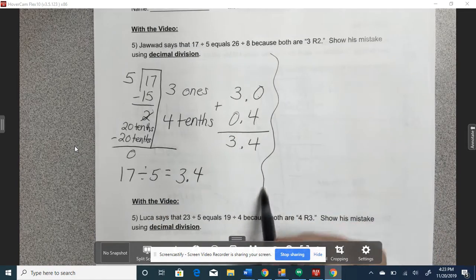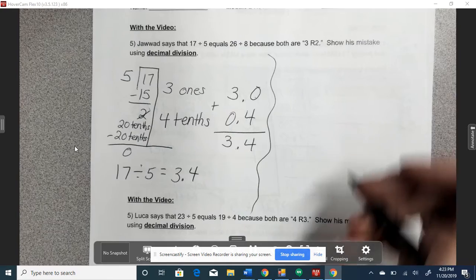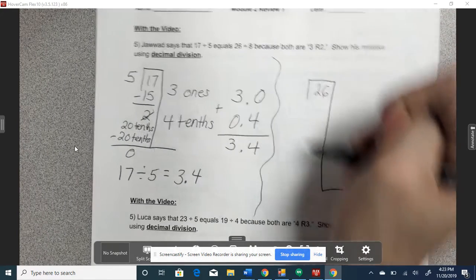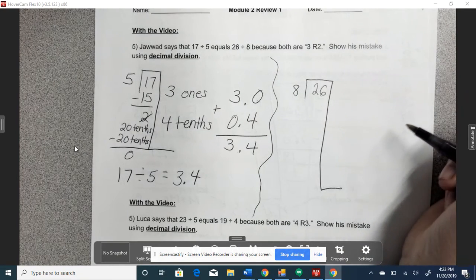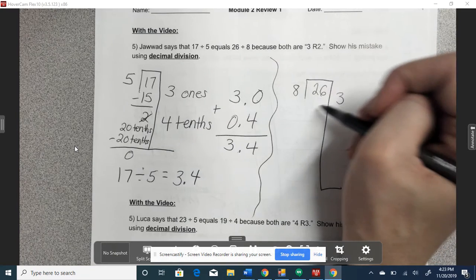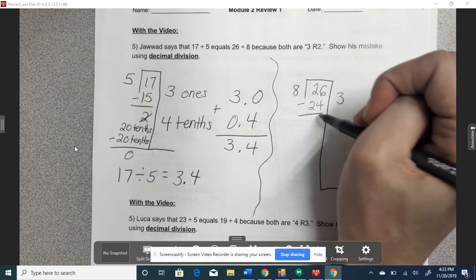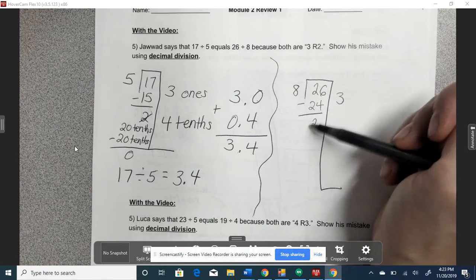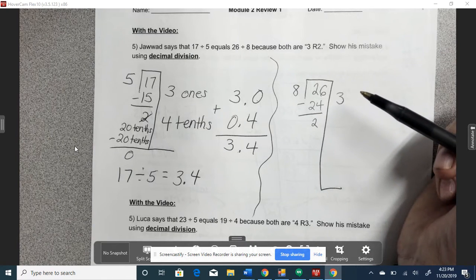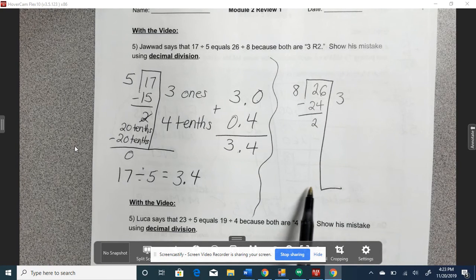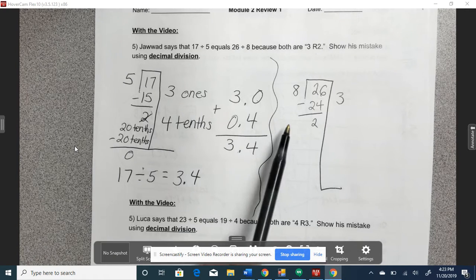All right, let's see. Let's split up my paper. Now I'm going to do 26 divided by 8. Let's see. I know 8 times 3 equals 24. So I'm going to put 3 over here. 8 times 3 is 24. I'm going to subtract and get 2 left over. So once again, it is 3 remainder 2. Jawad's right. But if we keep dividing, we're going to get a decimal answer, and that might be different from 3 and 4 tenths. So let's see.